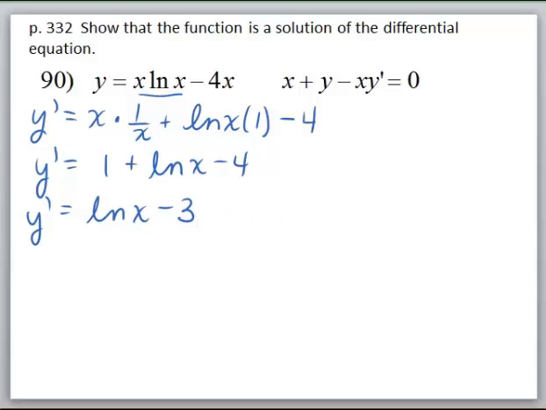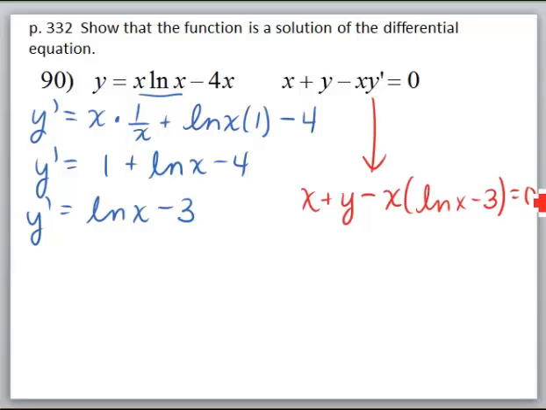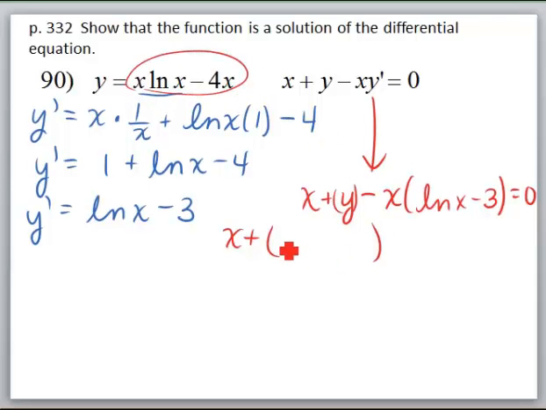Now let's take that derivative and plug it in over here to see if we get a true statement. So I have x plus y minus x, and I'm going to substitute in ln x minus 3 equals 0. Well, the other thing I need to do is show that this equals 0, so I need to make one more substitution, and that's for y. So instead of writing y, I'm going to write what y equals. It equals x ln x minus 4x. Now I have minus x times ln x minus 3 equals 0.